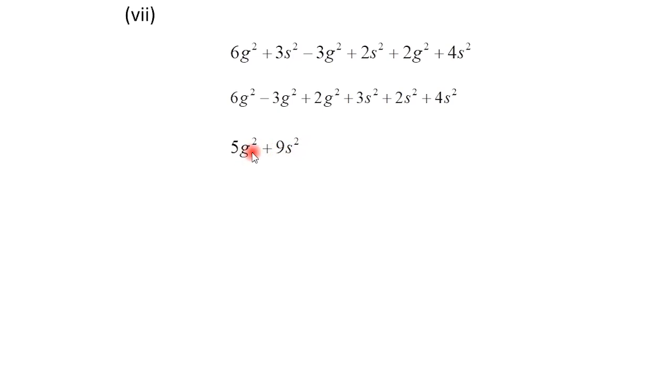And of course you can't add unlike terms. They're both unlike terms. So, okay, let's go to the next one.